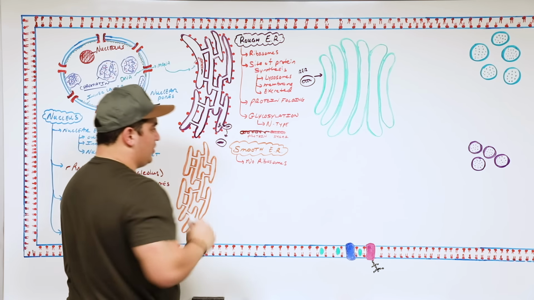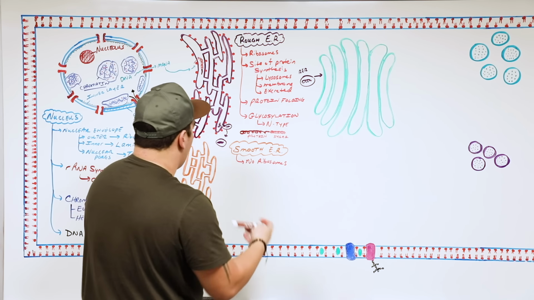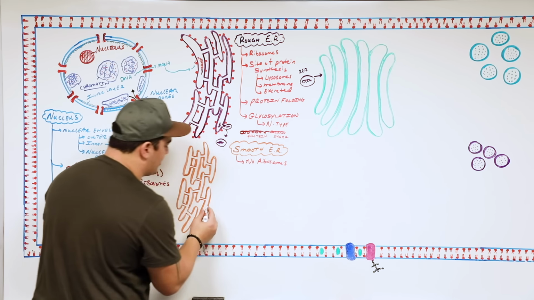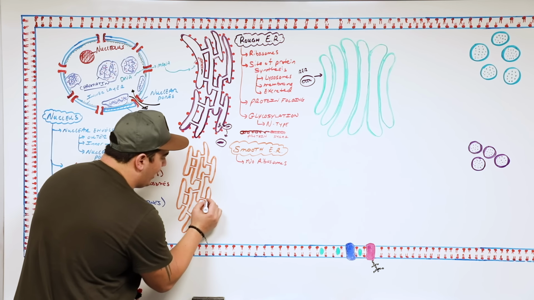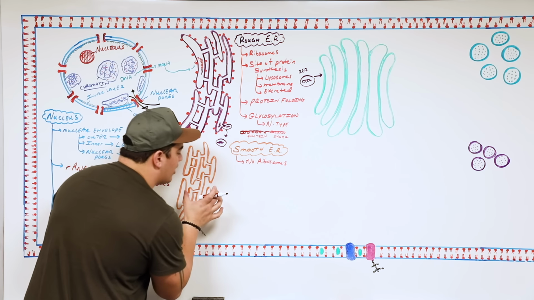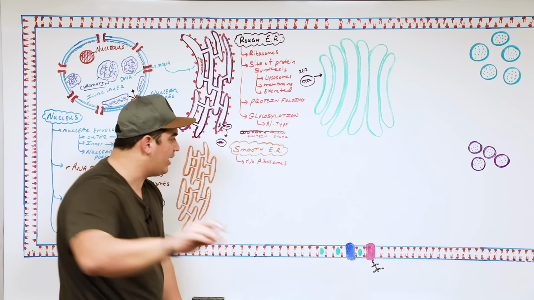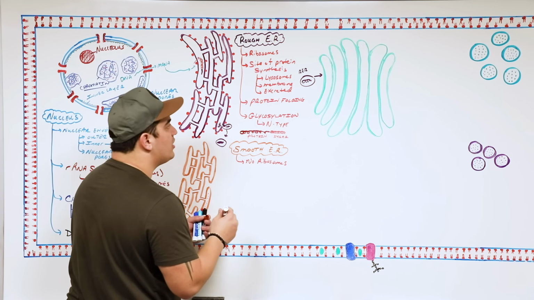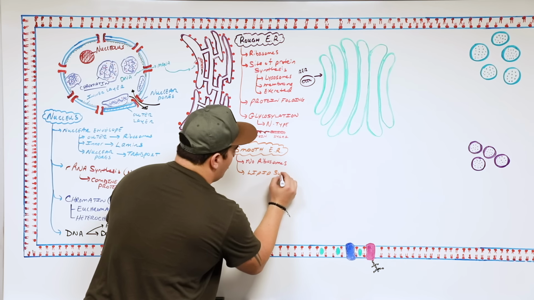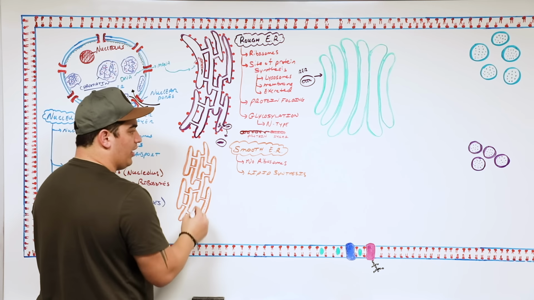Now we've got to go over the functions of the smooth ER. The smooth endoplasmic reticulum is a very interesting structure. There are a lot of different types of enzymes located within it, particularly enzymes associated with lipid synthesis. That's a big thing I want you to take away from this. So it's primarily associated with what? Lipid synthesis. There's going to be a bunch of different enzymes located within this organelle.